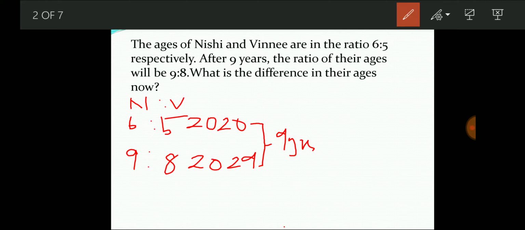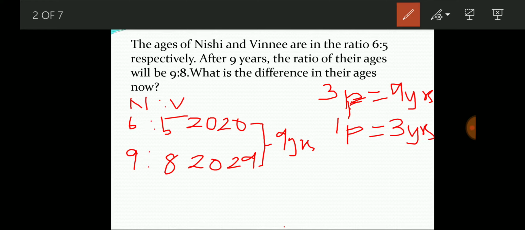So when the ratio increases by 3 parts, there is an increase of the age by 9 years. So 3 parts is 9 years. Then one part will be 3 years, correct? So for one part, there's 3 years, which means there's an increase of 3 years in each of the persons.